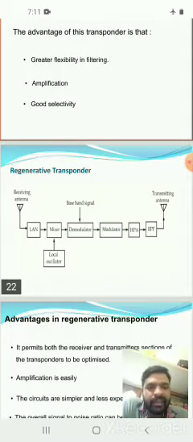Here the band pass filter eliminates the harmonics and unwanted signals, and the fluctuations of the message signals and modulated signals. These signals are given to the transmitting antenna. Here, the transmitting antenna radiates the modulated signals into free space towards the earth station. So, in this way, the regenerative transponder is used.